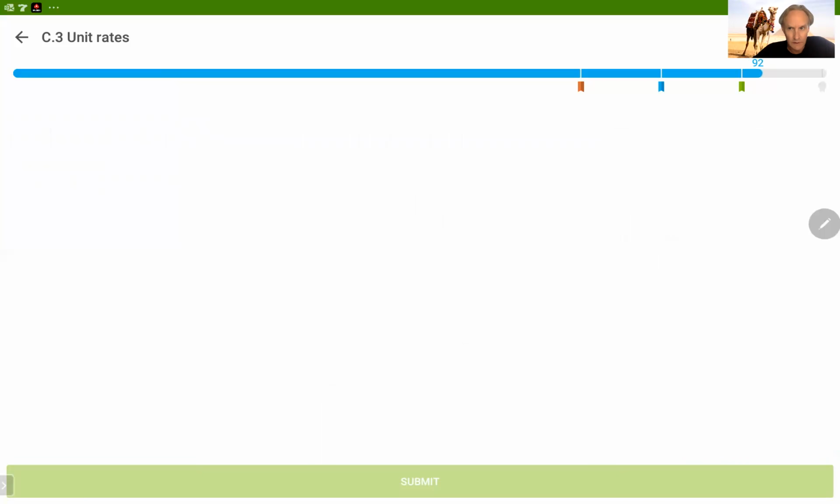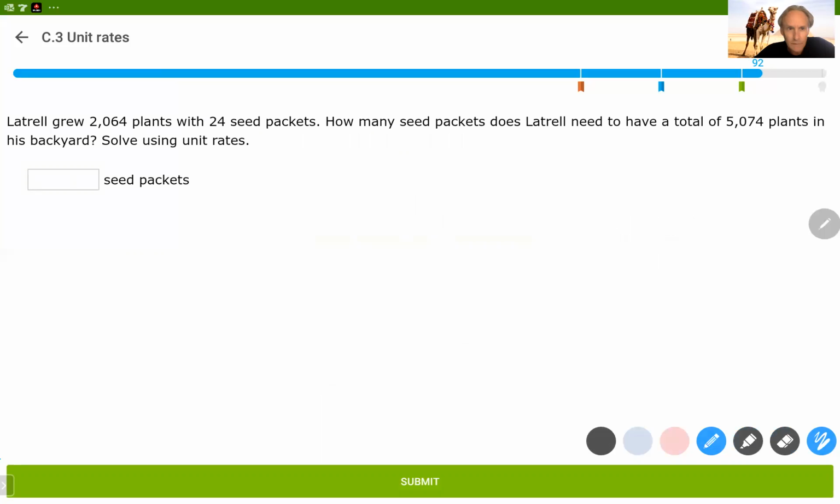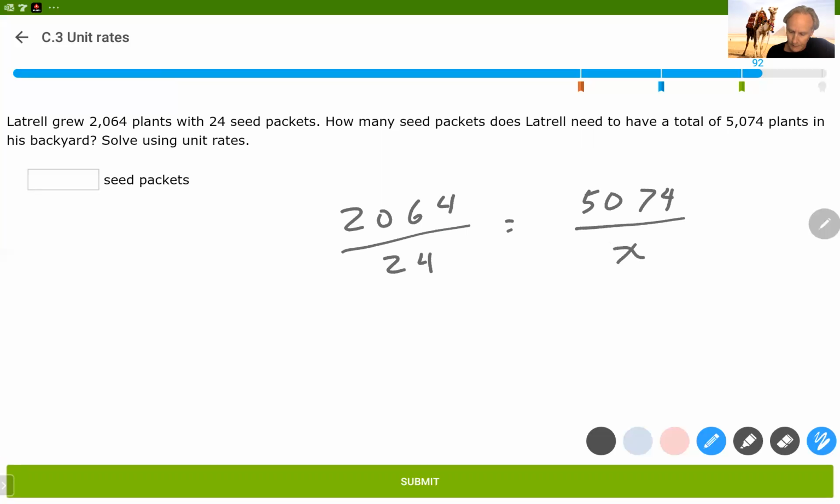I'm trying to think of an easier way to do this. Let's see if I can come up with something. We want to change 2064 over 24 into 5,074 over x. Now the question is, what do I need to multiply by 2064 to get 5074? And there probably isn't anything nice there. But let's try dividing this one by 4, which is 516, and divide this one by 4, and we get 6. Now 516, I can get to here pretty easily.